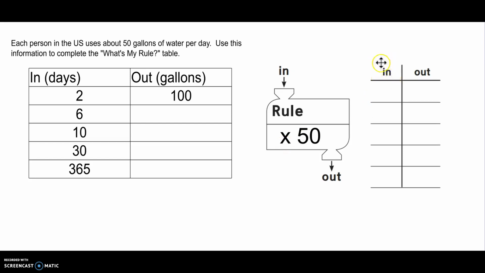What did the inputs represent in our story? The inputs were the number of days. What were the outputs in our story? The outputs were the number of gallons. So in our first example, 2 days times 50 gallons of water equals 100 gallons. Our input was 2. Our output was 100 because we followed the rule times 50.